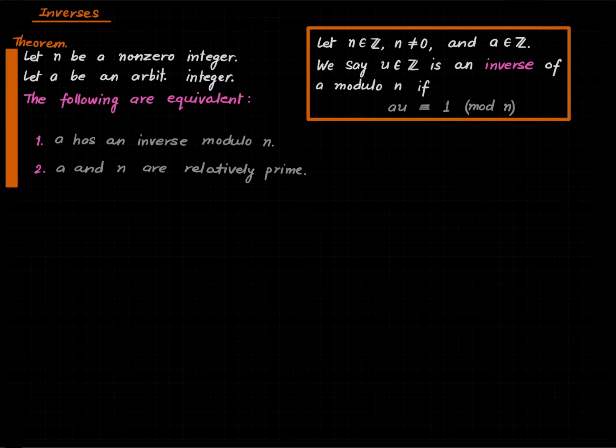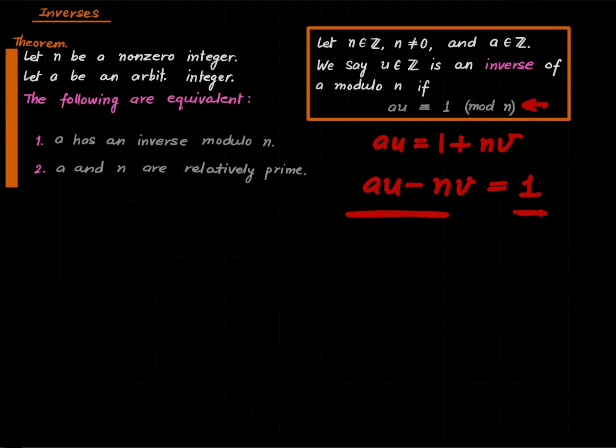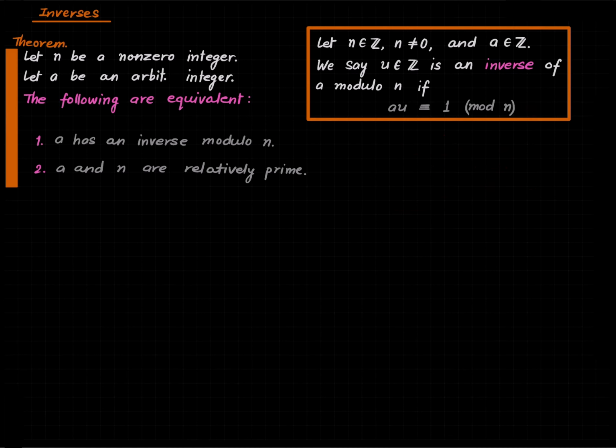Because if a has an inverse modulo n, then au is equal to 1 plus nv for some integer v, right? That's what this congruence means, which means au minus nv is equal to 1. You take the GCD of a and n, it divides the left-hand side, and hence it divides 1, which means the GCD is 1. That reasoning we have done many times. The other direction is the difficult direction, but that is immediate from Bezout's theorem. So there is not much to write.